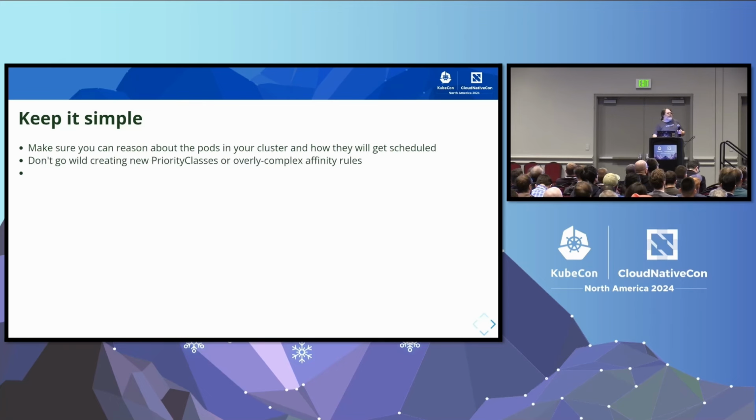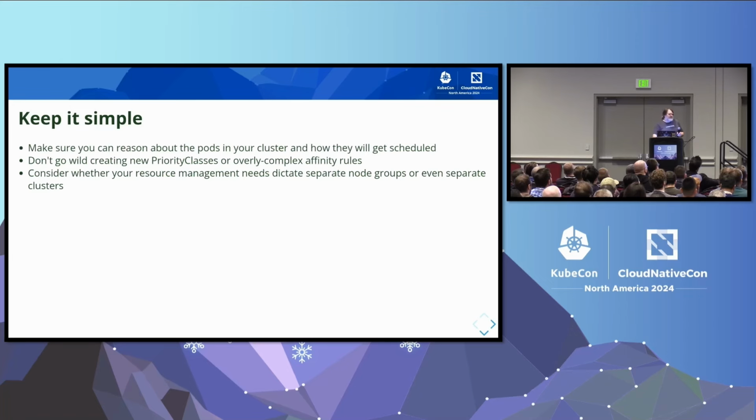Don't go wild creating whole, intricate structures of priority classes or these huge complex affinity rules. Or, I've seen people who are using the Karpenter scheduler create tons and tons of different very, very specific node pools. And then it ends up biting them later on when their rules are so specific that things can't get scheduled. Sometimes you may need to just consider whether you need separate node groups. Maybe you even need separate clusters for some purposes, just to make sure that the scheduling can stay simple, so that it can stay understandable.